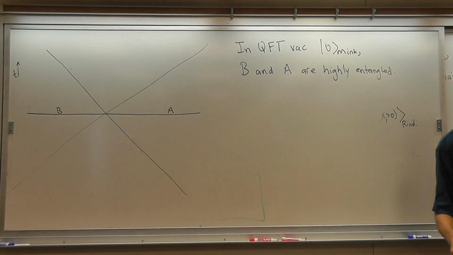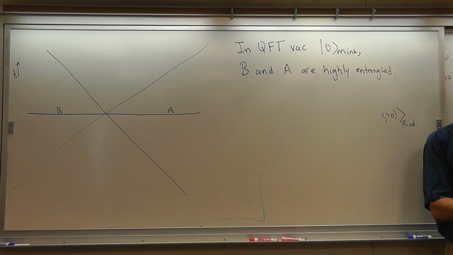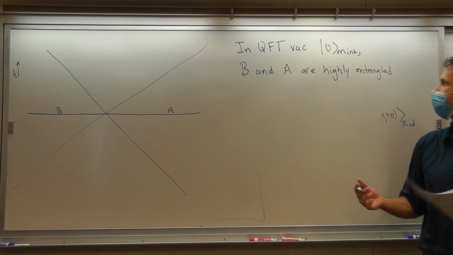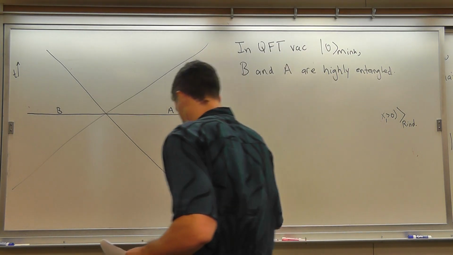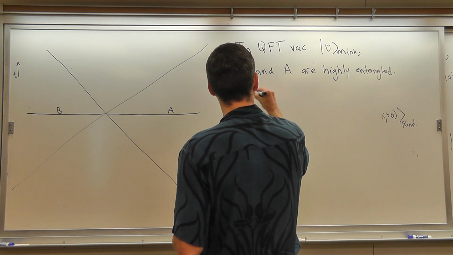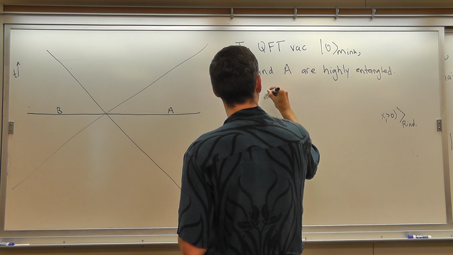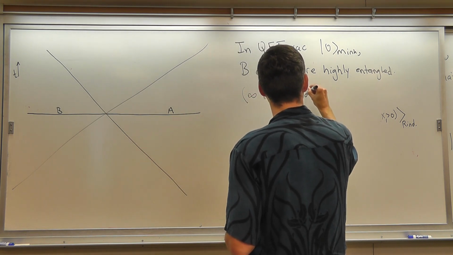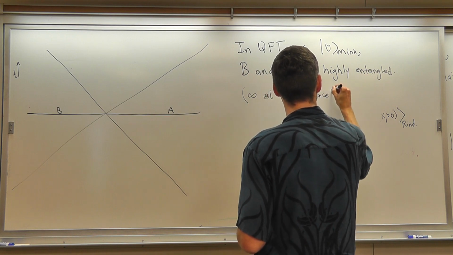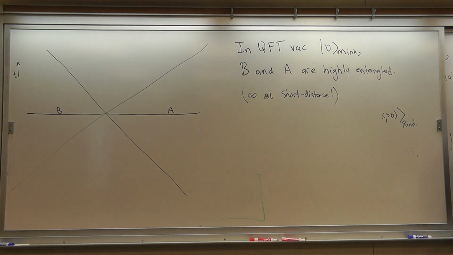Why are they highly entangled? Well, that's the thermofield double state. The thermofield double state is an entangled state between the two sides. In fact, we haven't talked yet about measures of entanglement, but if you try to measure this entanglement, there's actually an infinite amount of entanglement at short distances.